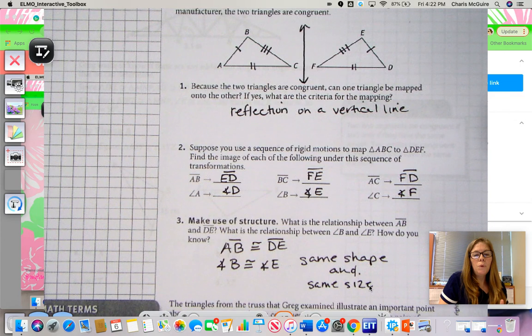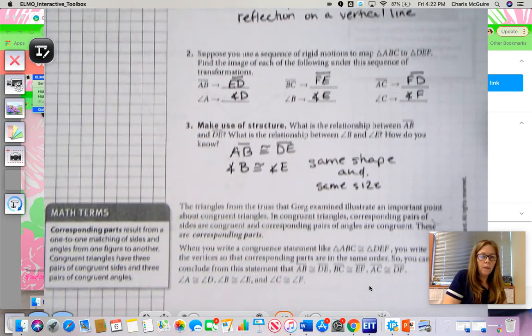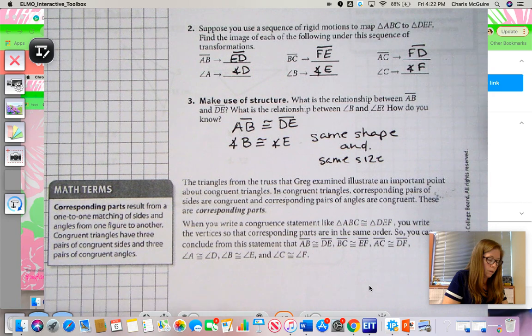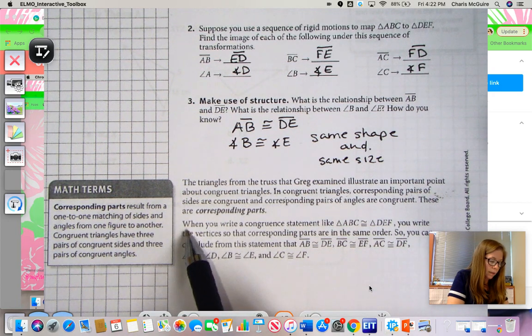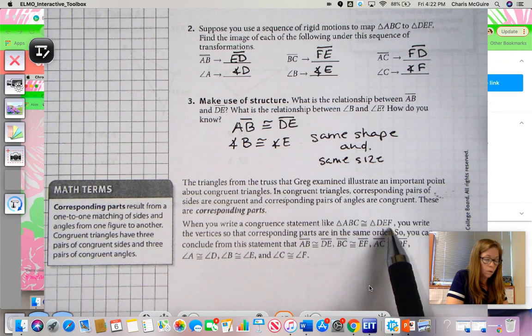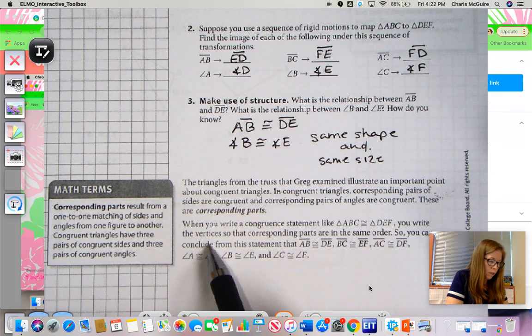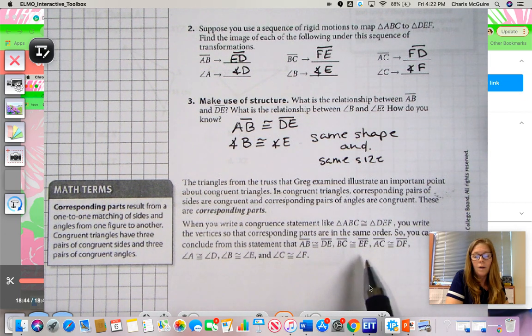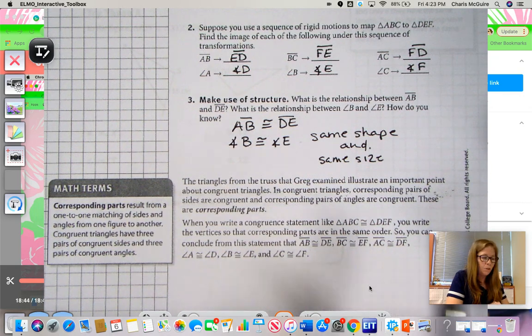Okay, so because we already put the tick marks on this and because we've already gone through the definition of a triangle, you can come down here and this is going to explain this bottom part about the corresponding parts. So you can see, if you might want to highlight this down here, when you write a congruent statement like triangle ABC is congruent to triangle DEF, you write the vertices so the corresponding parts are in the same order. So it's giving you all 6 corresponding parts that are congruent, but you already know that because you're so smart.